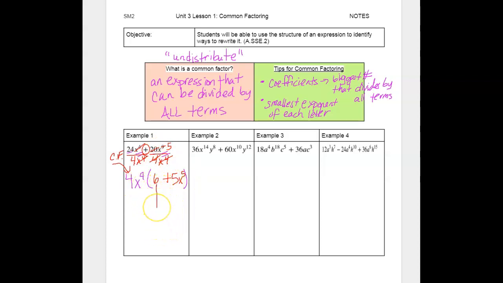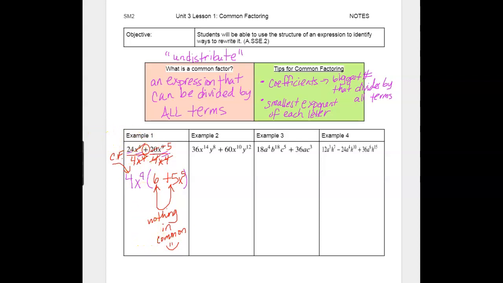And what you'll notice is these two terms should have nothing in common. And that's how you know you did it correctly, hopefully. Nothing in common. That means you did it right. Okay? If you would distribute, you should get what you started with. And that's the idea. That's why I call it undistributing.